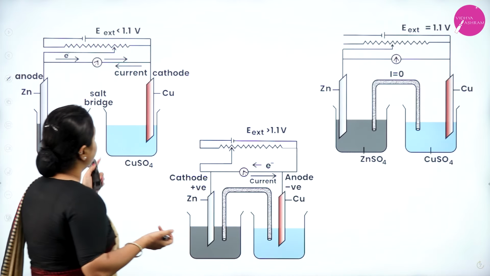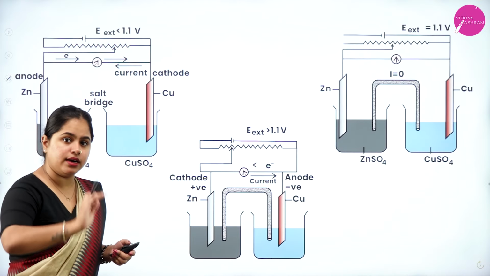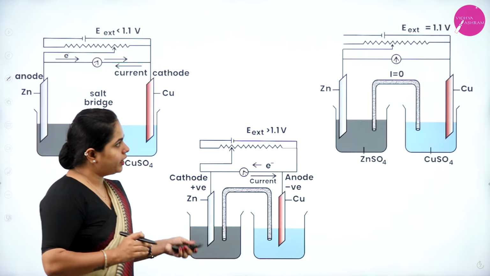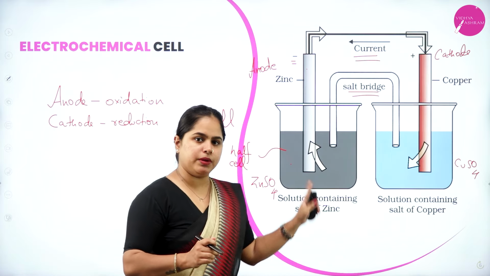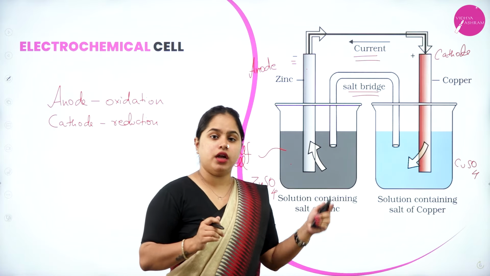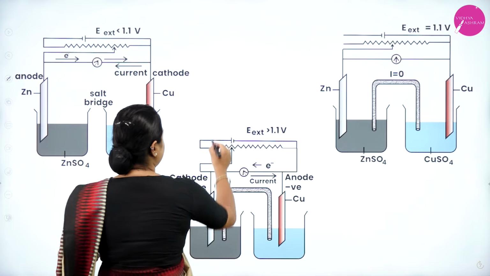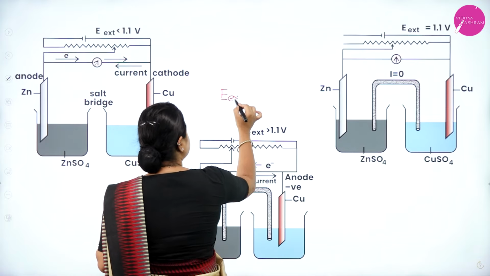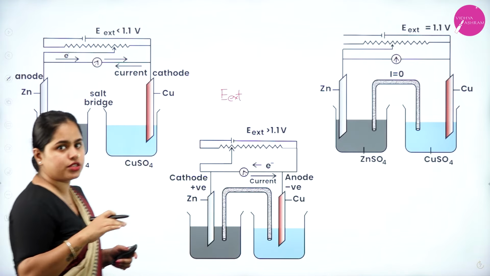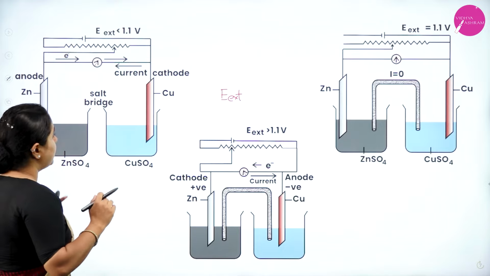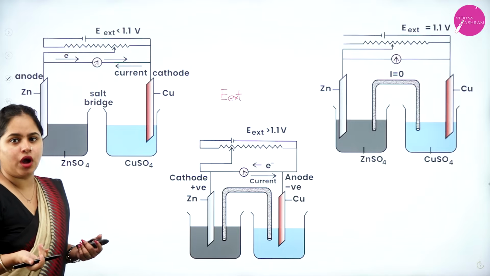Now what happens? We are supplying an external electricity, right? Already, because of the chemical reactions taking place, electricity will be produced here. Now what we are going to do is apply an external EMF, or external electricity, that we are going to provide. Now there are three conditions, and let's see what is going to happen.